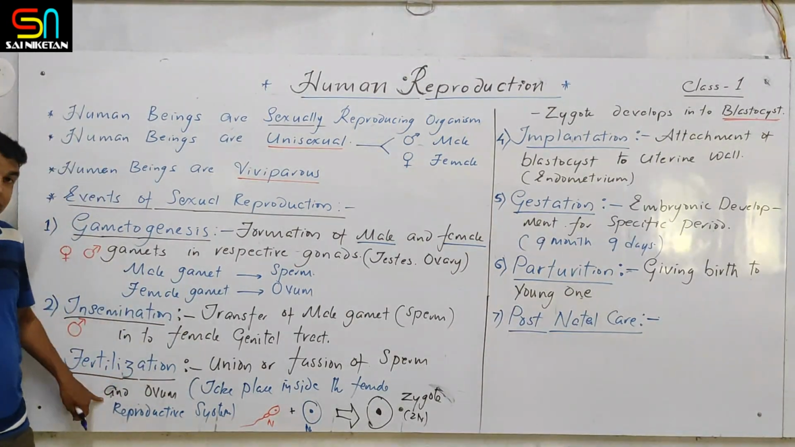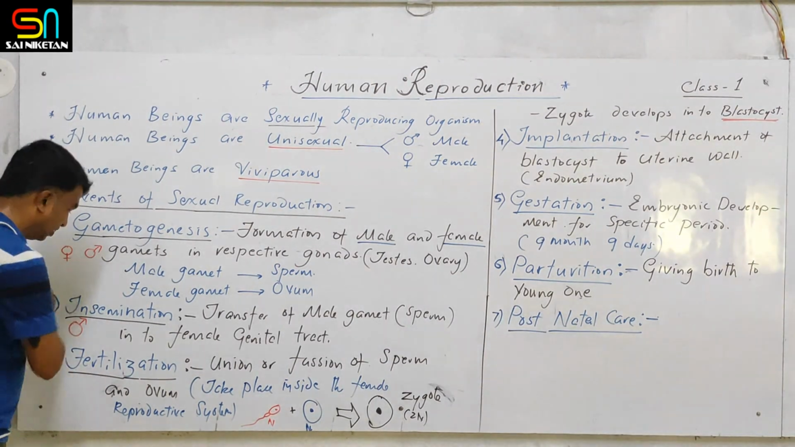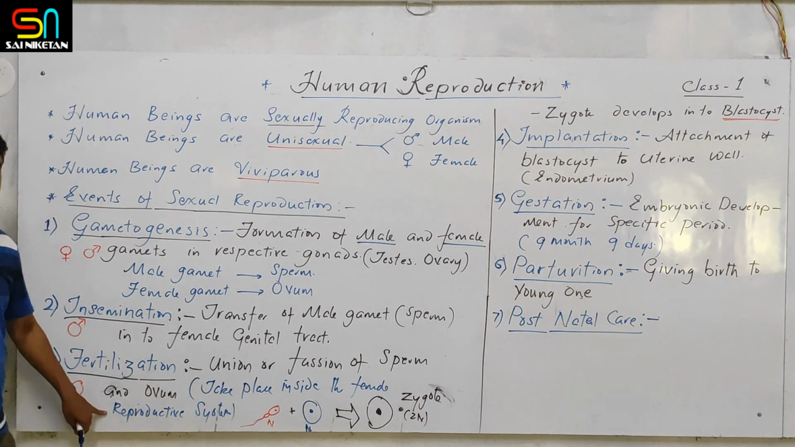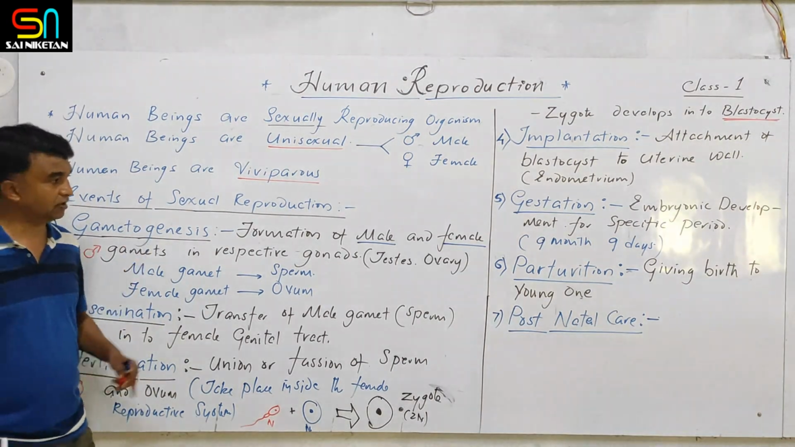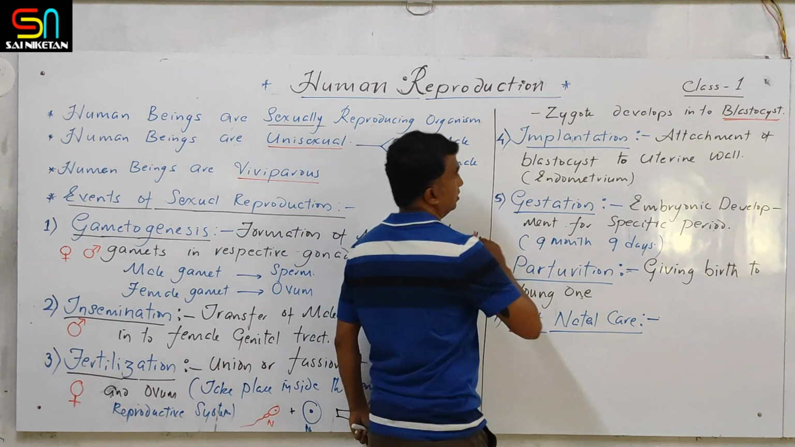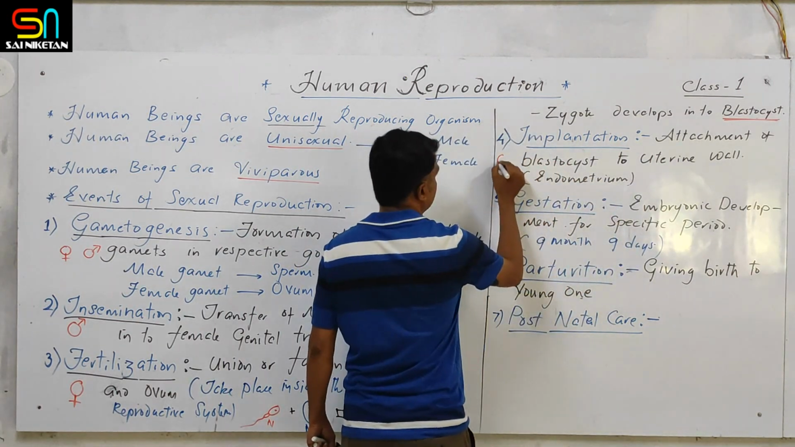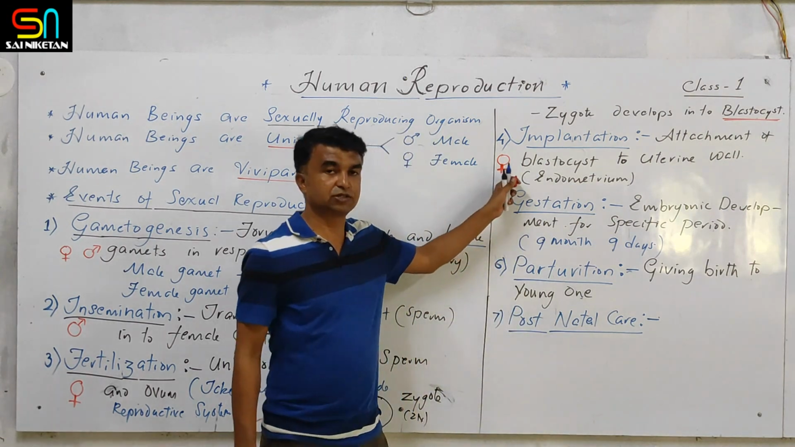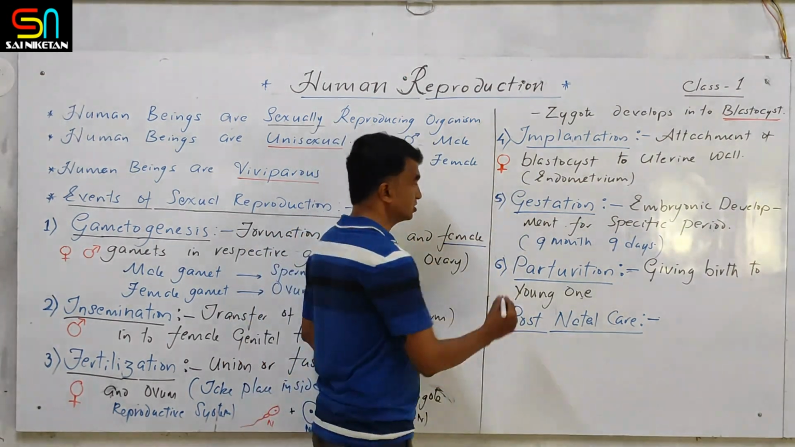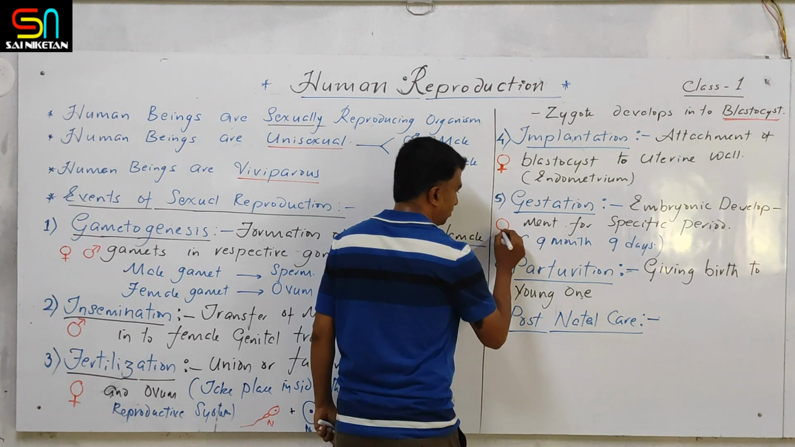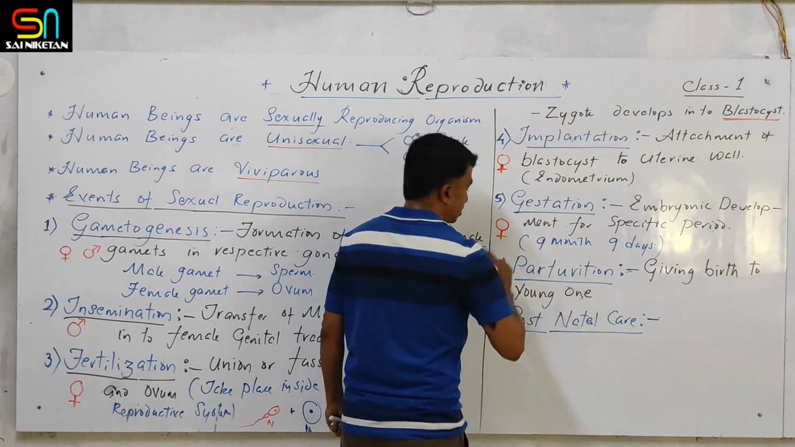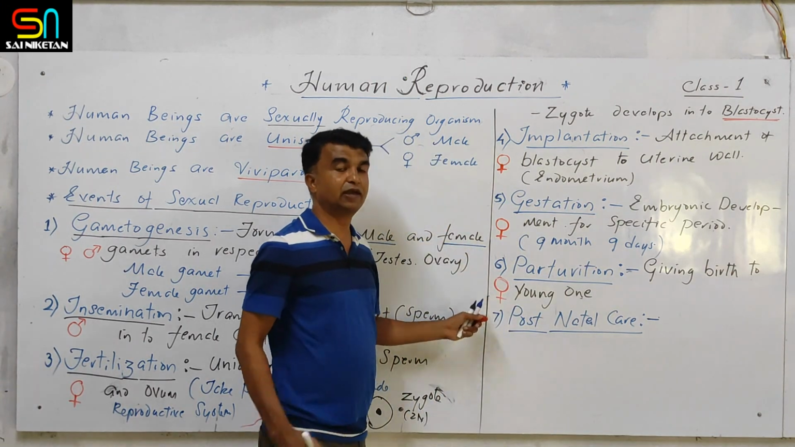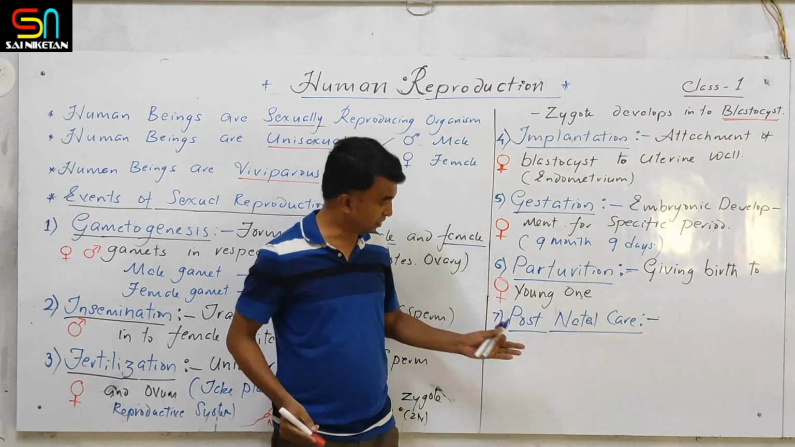Now fertilization, this event takes place specifically in the female body, in the female reproductive tract. After fertilization, implantation also takes place in the female body. The uterus is present in the female, so this is also the female's responsibility. Gestation also takes place in the female body. Parturition also takes place from the female body. Postnatal care is mostly the responsibility of the female body.